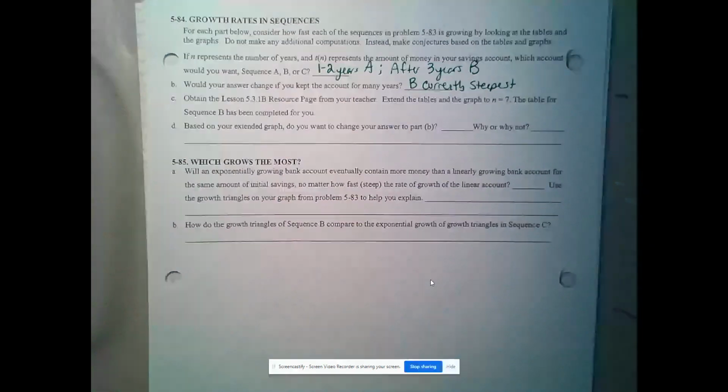Obtain the lesson 5.3.1B resource page, and extend the tables and the graph to n equals 7. The table for sequence B has been completed for you. Now, I actually had all of them done through 7, and you can see that sequence B in year 7 is the highest at 441. And we would probably want to keep going.